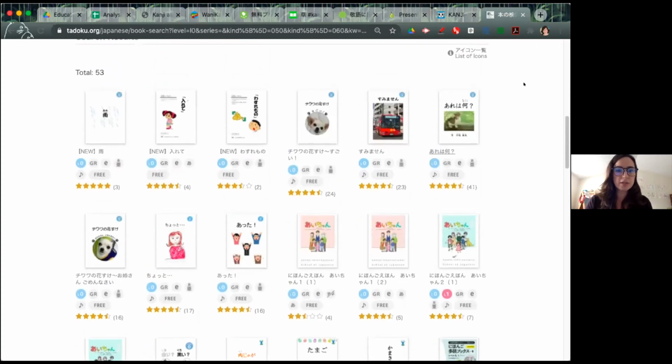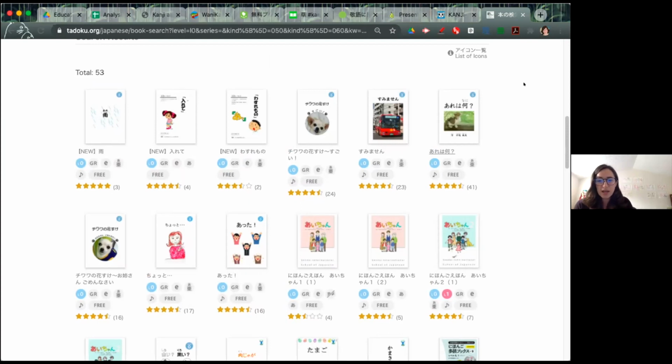Ooh, there's new ones I haven't yet added. I'm so excited. But I love the Tadoku books. Yes, the Tadoku books are something that I've been able to have purchased for my classroom library, and I love them. But yeah, tadoku.org, and then there are a few others.